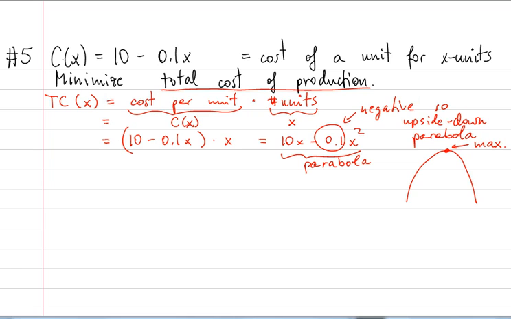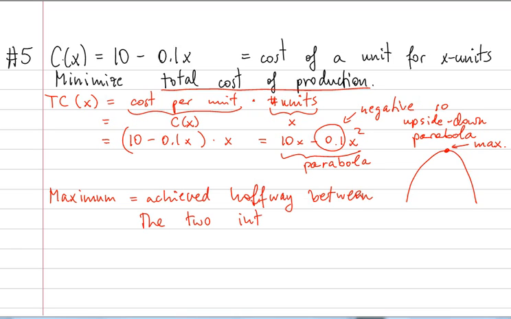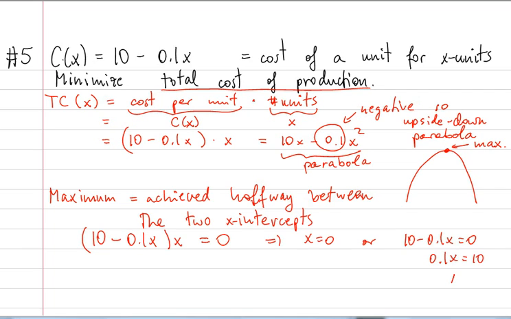So it's not a well-posed problem in the physical sense, but mathematically we can still find where this parabola has a maximum. Okay, so the maximum is achieved halfway between the two x-intercepts. So if we solve for the x-intercepts, we are looking for x where this function is equal to 0. So that means x is equal to 0, or 10 minus 0.1 x is equal to 0. So 0.1 x is equal to 10. So x is equal to 100.